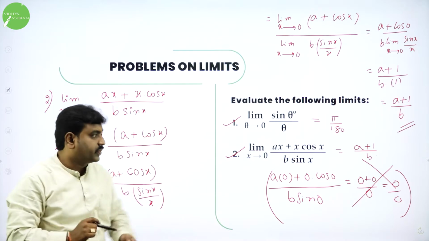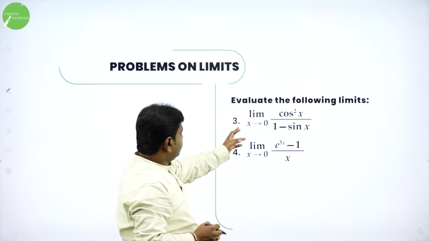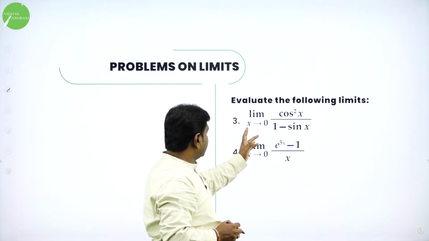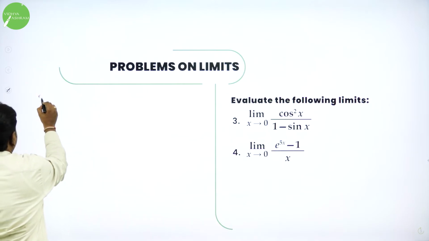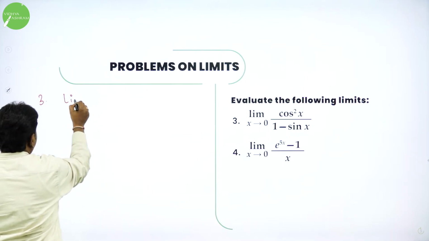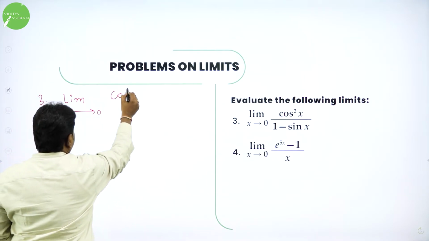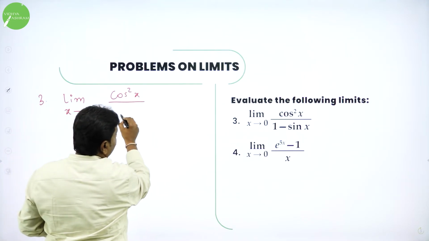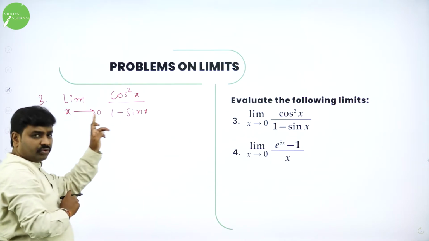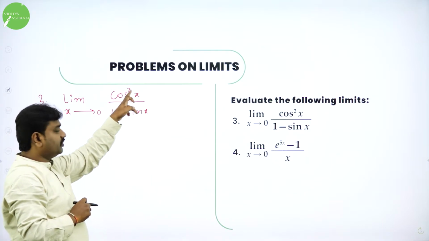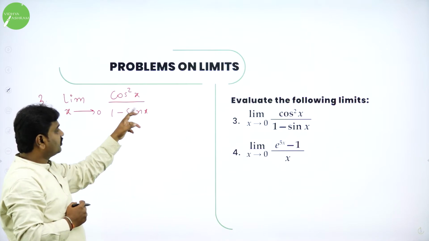Now we will go to the next question. Evaluate the following limit: limit x tends to 0, cos square x by 1 minus sin x. Third question. Limit x is tending to what? 0, and we have cos square x divided by 1 minus sin x. See, suppose in the place of x I put 0. You know cos 0 is 1, divided by 1 minus sin 0.